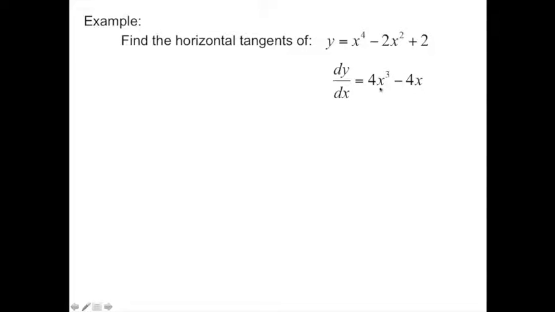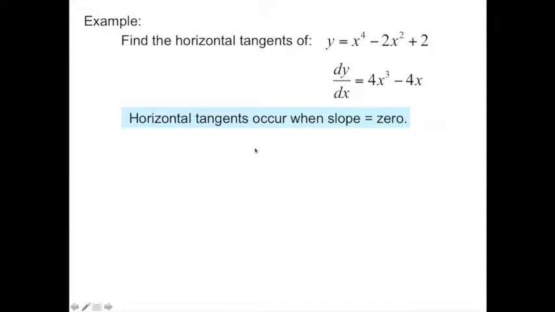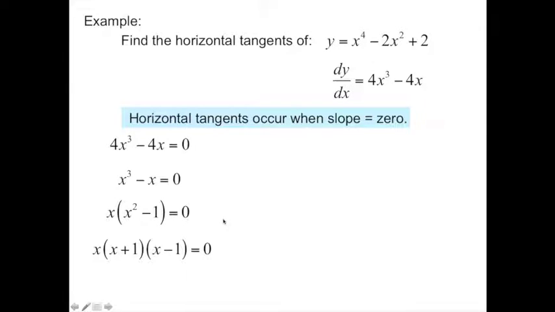So here's the expression for the derivative, and if this is the derivative, or this is the slope of the graph, then we want to set that equal to 0 because we want to have a horizontal slope or a horizontal tangent. So we're going to go ahead and set that equal to 0, factor, we can divide out the 4, then factor out an x, and then continue to factor this difference of perfect squares. So we end up having x times x plus 1 times x minus 1 equals 0.